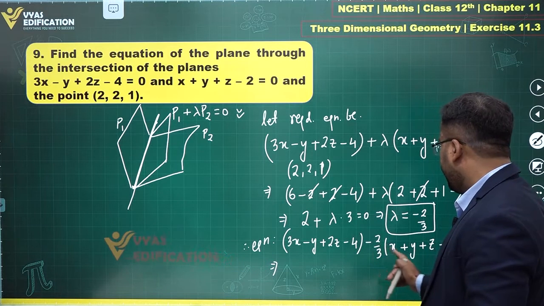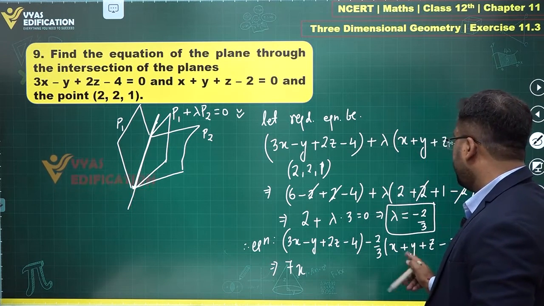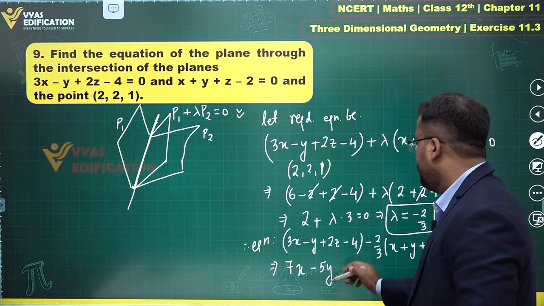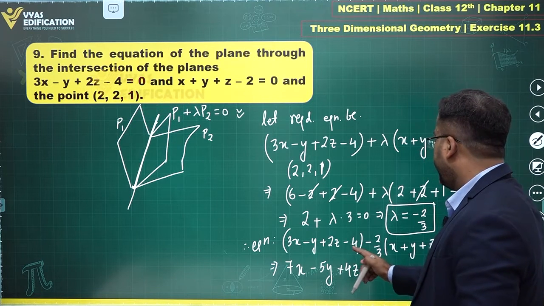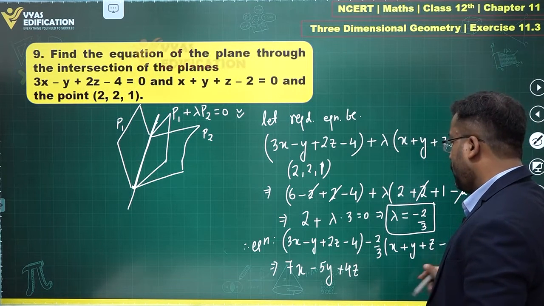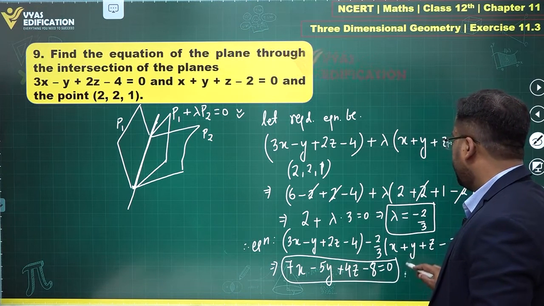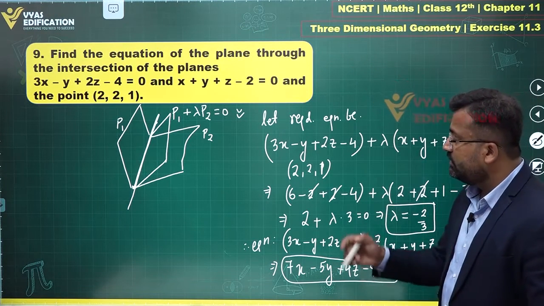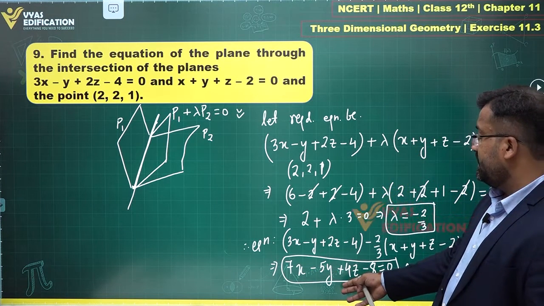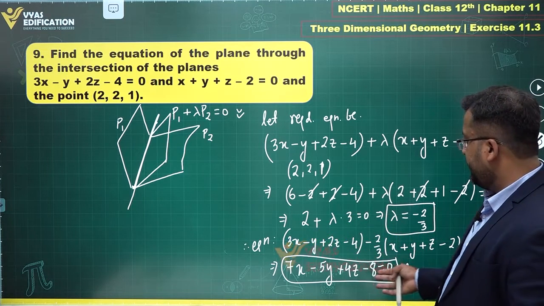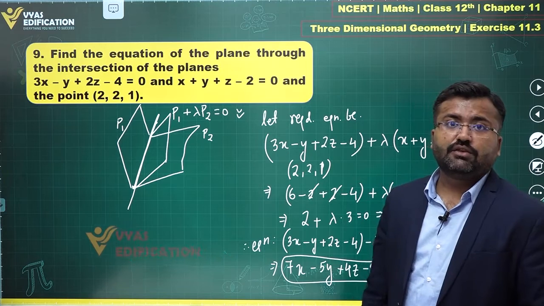This becomes 9x minus 2x, which is 7x. This is minus 3y and minus 2y is minus 5y. This becomes 6z and minus 2z is 4z. Minus 12 and plus 4 is minus 8 equals 0. This is the required equation of the plane passing through 2, 2, 1. You can check that. 7 times 2 is 14. Minus 10 is 4. Plus 4 is 8. Minus 8 is 0. That's all that you need in this particular question. That's the complete solution of the 9th question.